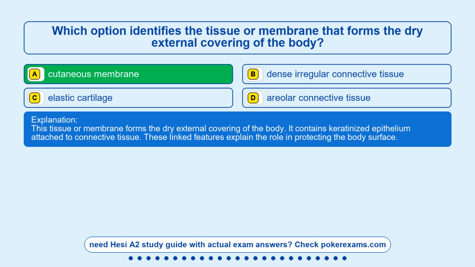This tissue or membrane forms the dry external covering of the body. It contains keratinized epithelium attached to connective tissue. These linked features explain the role in protecting the body surface.